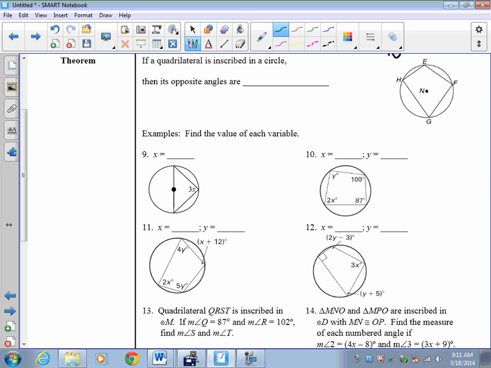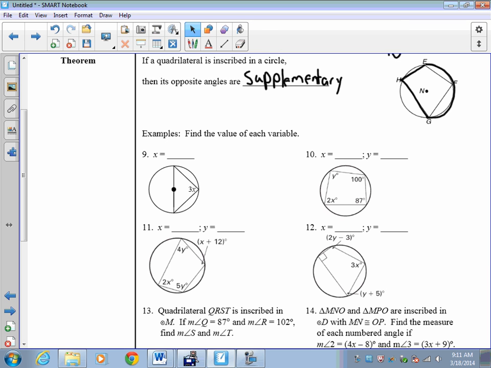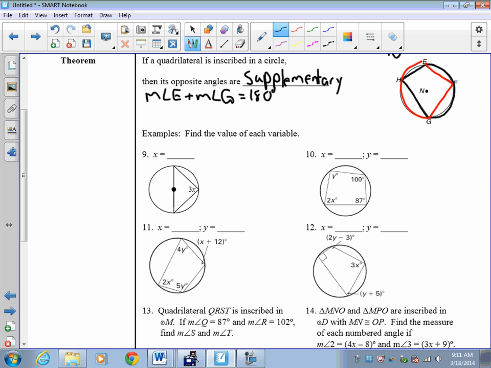This theorem says if a quadrilateral is inscribed inside a circle, then its opposite angles are supplementary. So this isn't too hard to see because we have this arc plus this arc, and they form the circle. So that's where it comes from. So the measure of angle E plus the measure of angle G is equal to 180 degrees. The measure of angle F plus the measure of angle H is equal to 180 degrees.